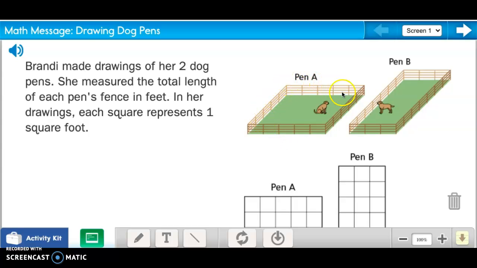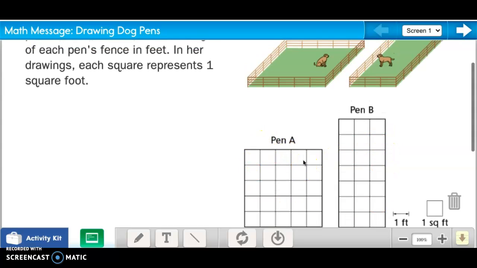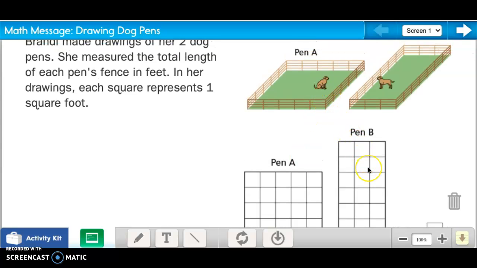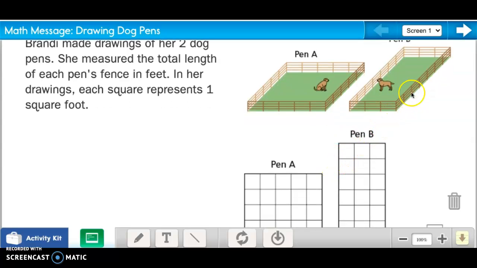When we are doing perimeter and area, it's a type of measurement. So you can see pen A is right here, and pen B is right here. And then she made it into squares so we could see measuring in square feet. So this is pen A, the same as that one, and pen B, which is the same as this one. So we're going to do some problems and look at pen A and pen B. I'm going to go to the next slide here.